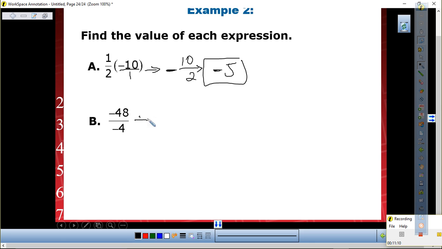All right? Are these the same sign? No, Mr. Q. All right. Oh, yes. Okay, my bad. So it's a positive. 48 divided by 4, that is 12. Piece of cake? Yeah, right? All right. So we're done with those.